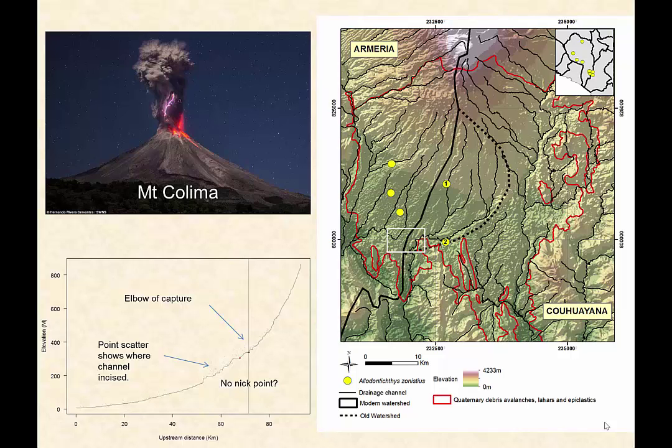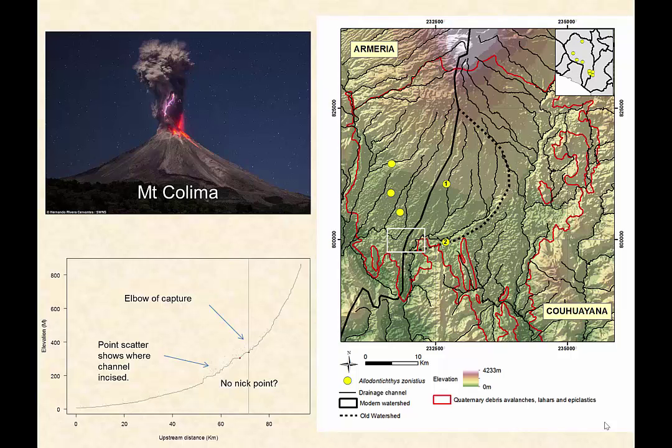So here, this is in fact one species of fish called Allodontichthys zonistius, which is found in the Armería catchment and in two places in the adjacent Cohuayana catchment. So it's interesting in that you've got two places just over the watershed where this species is found in this watershed, but nowhere else in that watershed. How did they get there? So I see the biological pattern, I focus in on the geology. It's the biology that brought me here, but it's the geology that tells me what the story is.